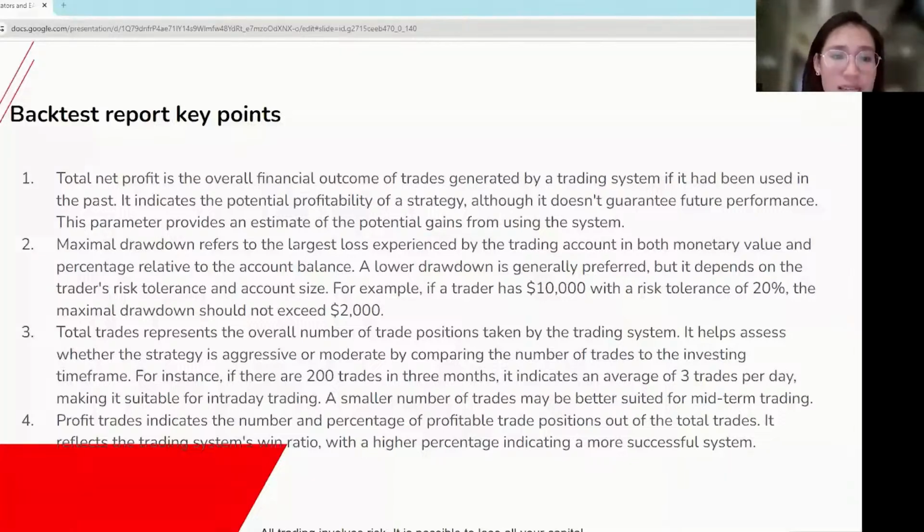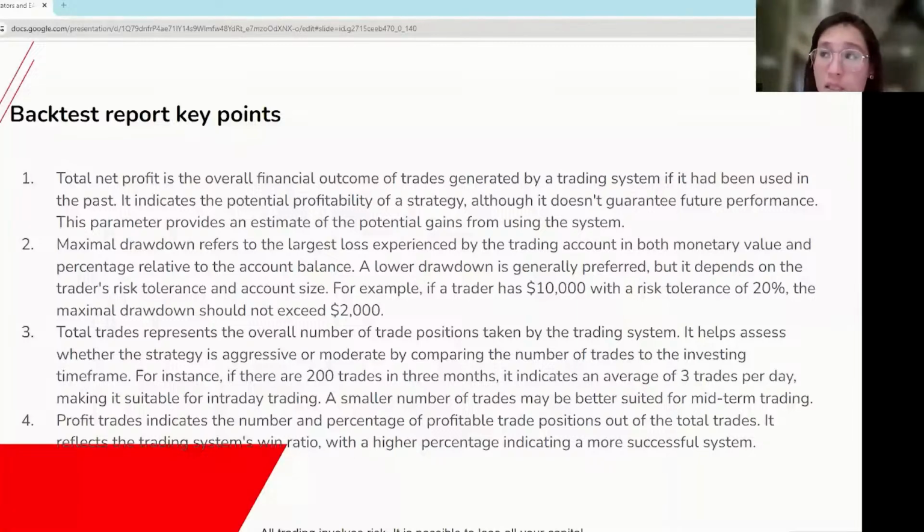So it helps to assess whether the strategy is aggressive or moderate by comparing the number of trades to the investing time frame. So for instance, if there are 200 trades in 3 months, it indicates an average of 3 trades per day, making it suitable for intraday trading. A smaller number of trades may be better suited for mid-term trading.